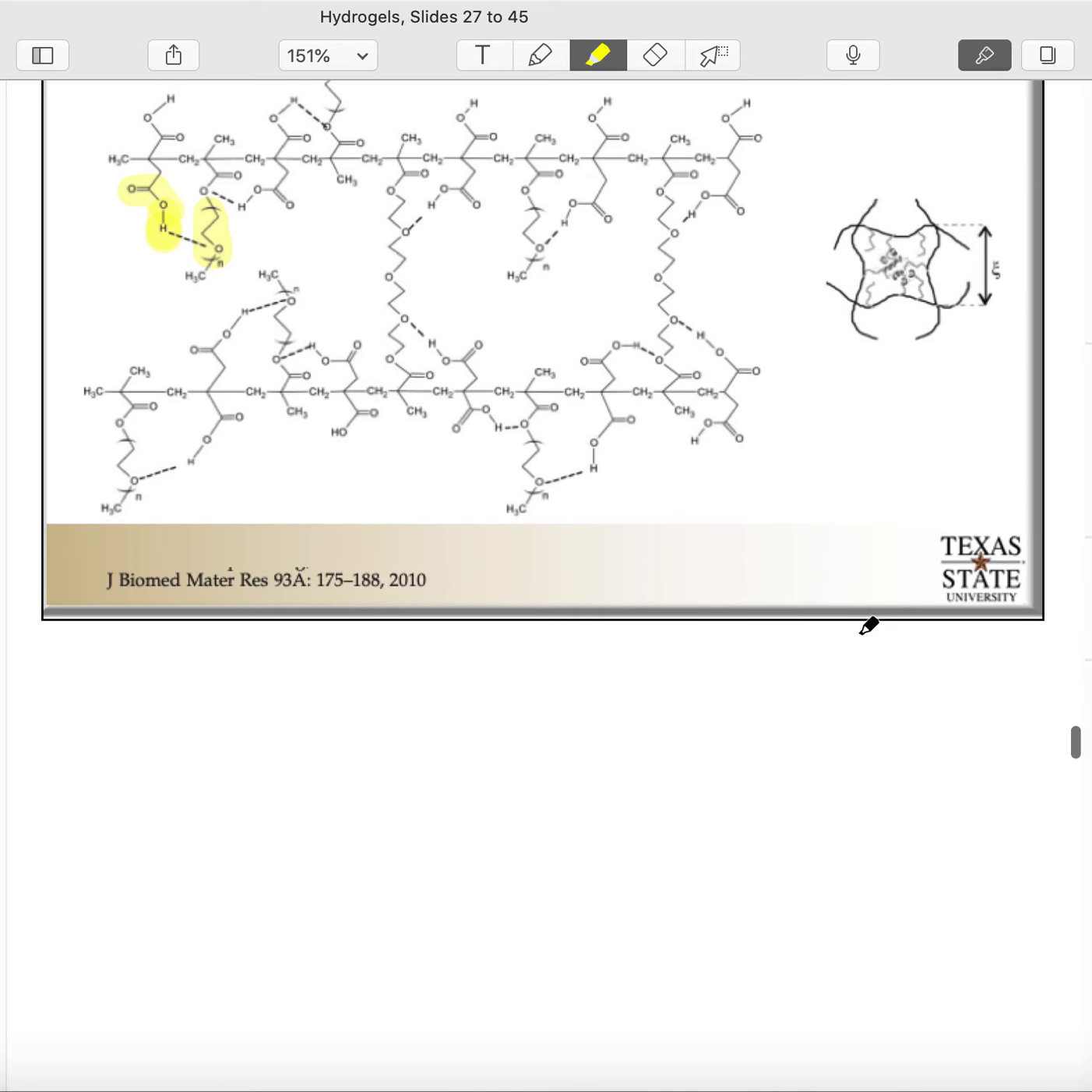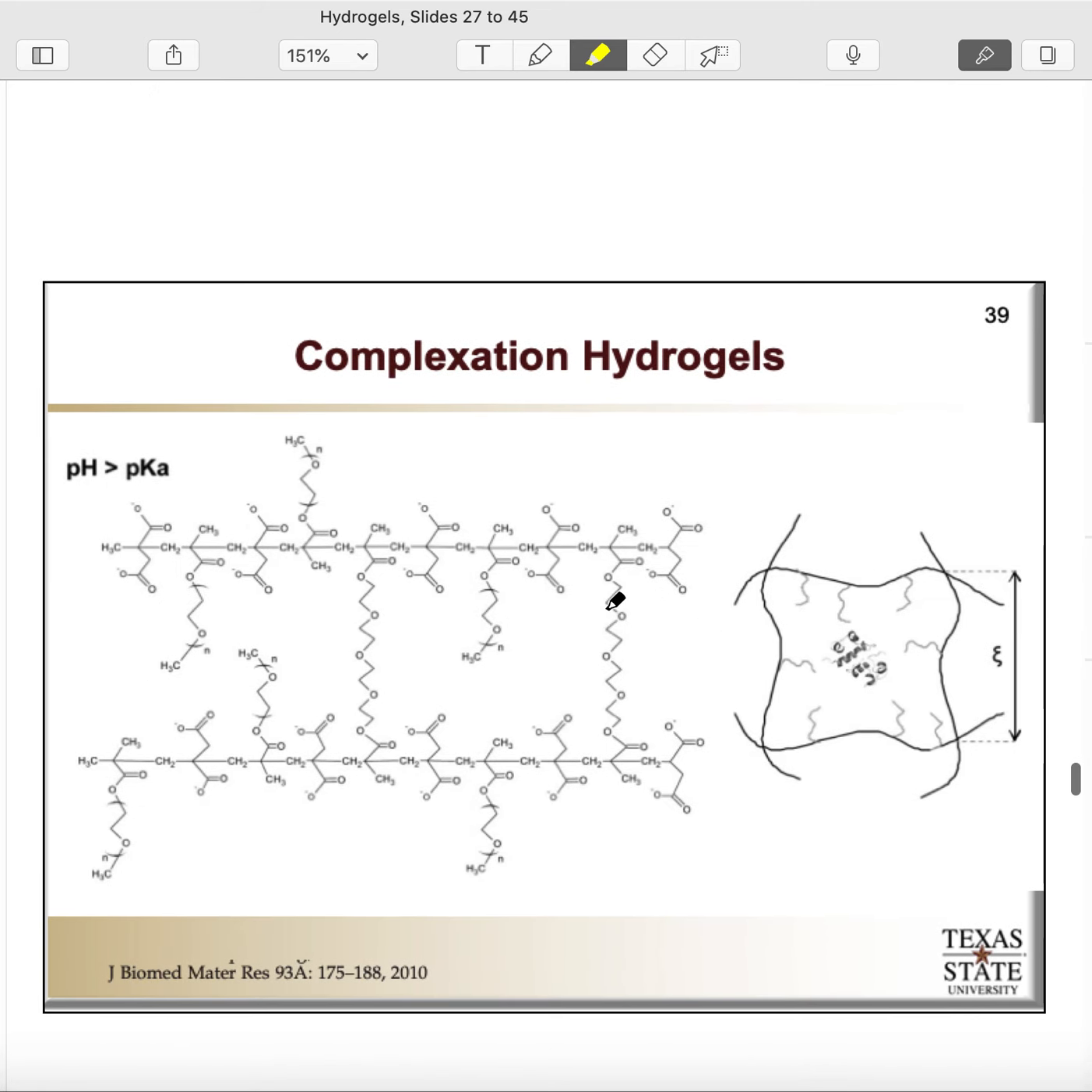But then once the hydrogel would go into the intestine, where the pH is greater than the pKa of the itaconic acid, that itaconic acid would now deprotonate and basically have a charged state where we lose the hydrogen bonding ability. And in addition to that, now we have repulsion between the very many itaconic acid repeat units, leading to swelling of the hydrogel and thereby increase in the mesh size of our system.